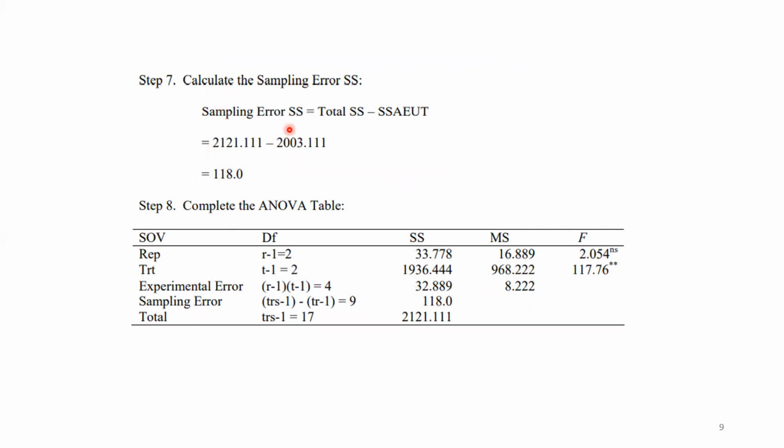Then for the sampling error, you take the SS among experimental unit totals and subtract it from the total sum of squares. So the sampling error is obtained in this way, and finally you will have this answer.